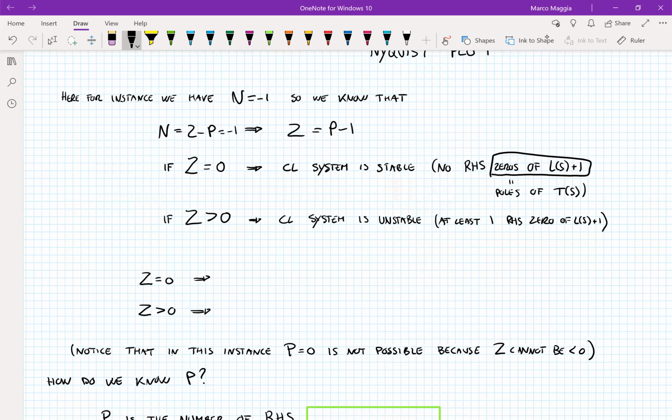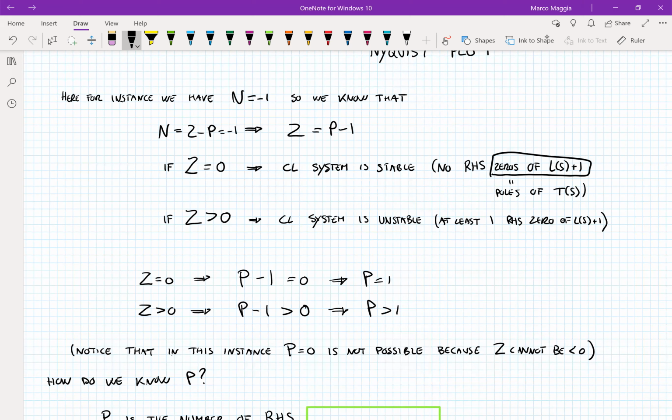All right, going on with this example. Let's say that Z is equal to 0, that would imply that P minus 1 was equal to 0. That is, P is equal to 1. What if Z is greater than 0? Then P minus 1 is greater than 0. That implies that P is greater than 1. Also here, another piece of information that you have is that you cannot have P equals 0. Because if you had P equals 0, then Z would be negative, and that cannot be the case.